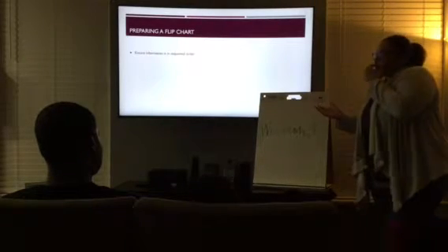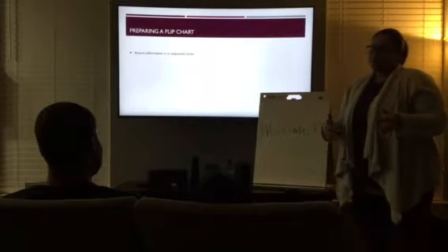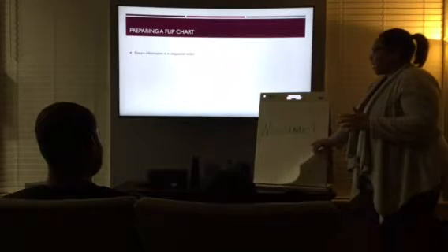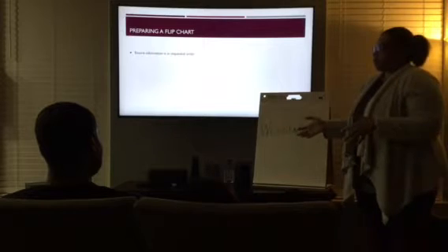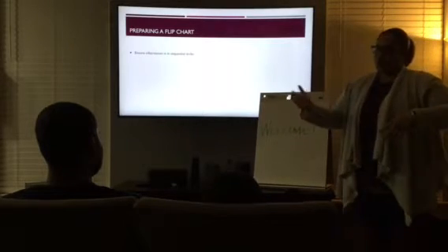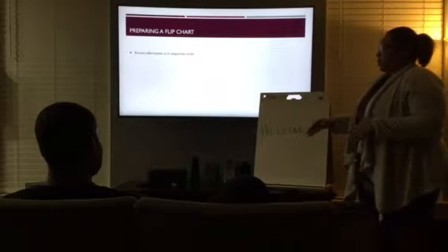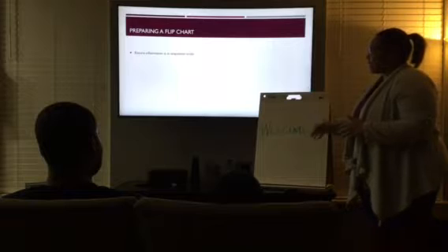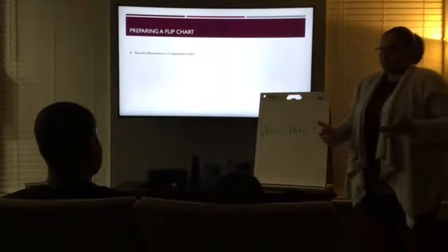Okay, so preparing a flip chart. One of the most important things is to make sure that when you're preparing a flip chart, you're putting the information in sequential order. You don't want to be flipping through pages trying to find information that's a part of your presentation because you don't know what order you put your flip chart in. So it's really important that when you prepare ahead of time, you make sure it's all in order so that you can stay organized throughout your presentation.